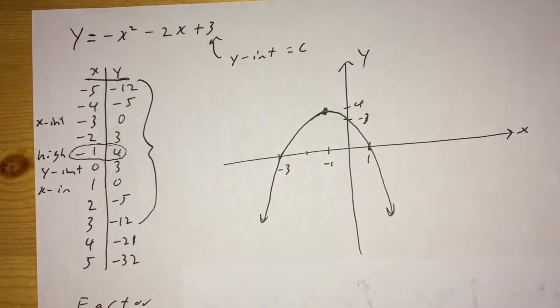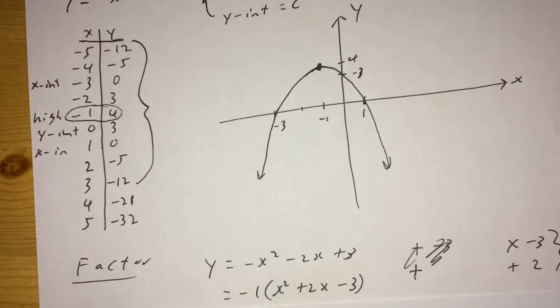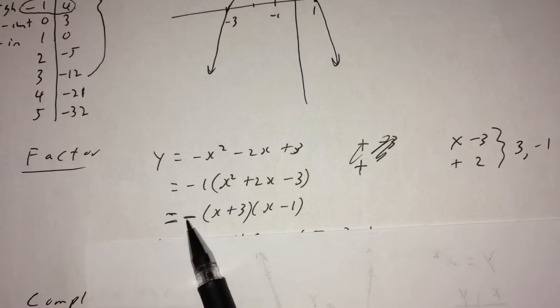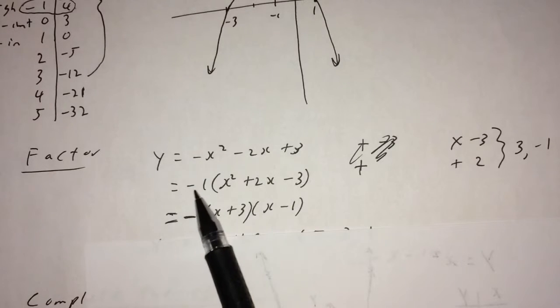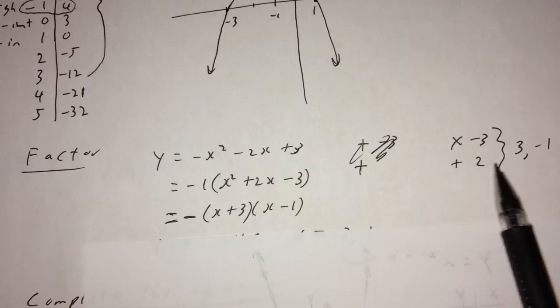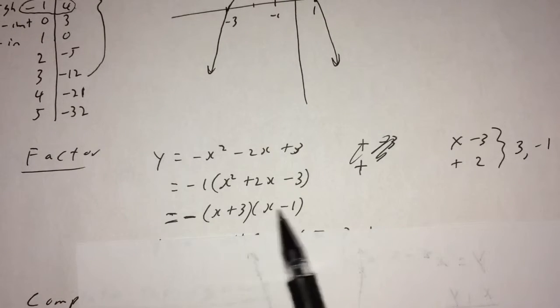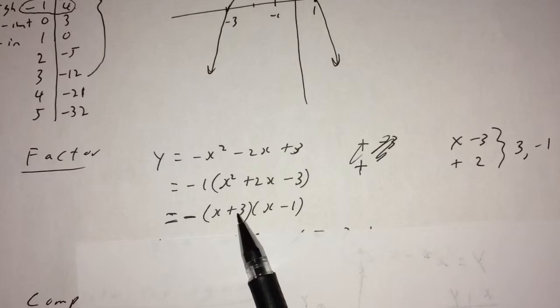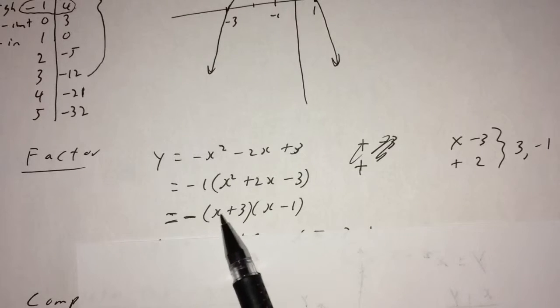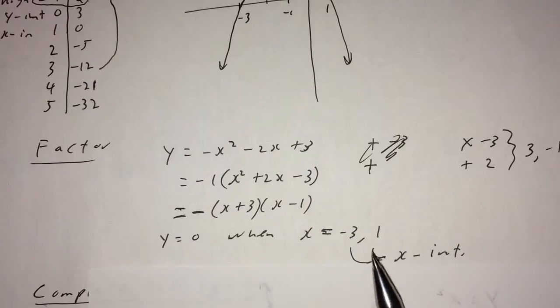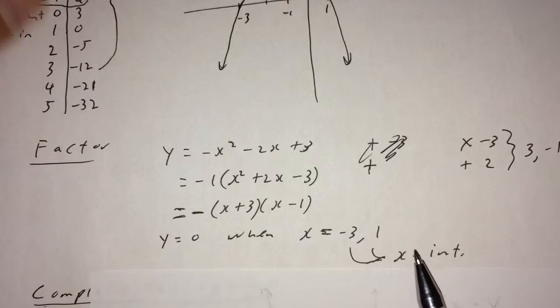If we factor it, we get it to look like this. We could factor a negative out in front of the whole thing, then do the product sum, and you get this factored. Now, negative 3 and 1 are the zeros, the values of x that make y 0. Those happen to be the x-intercepts. So we have the x-intercepts, or the zeros, of a quadratic relation.